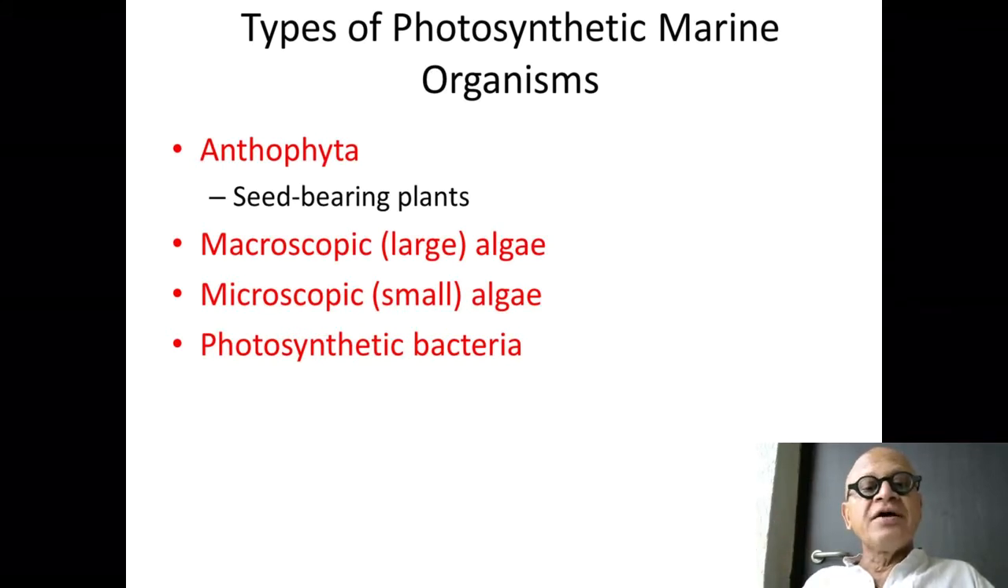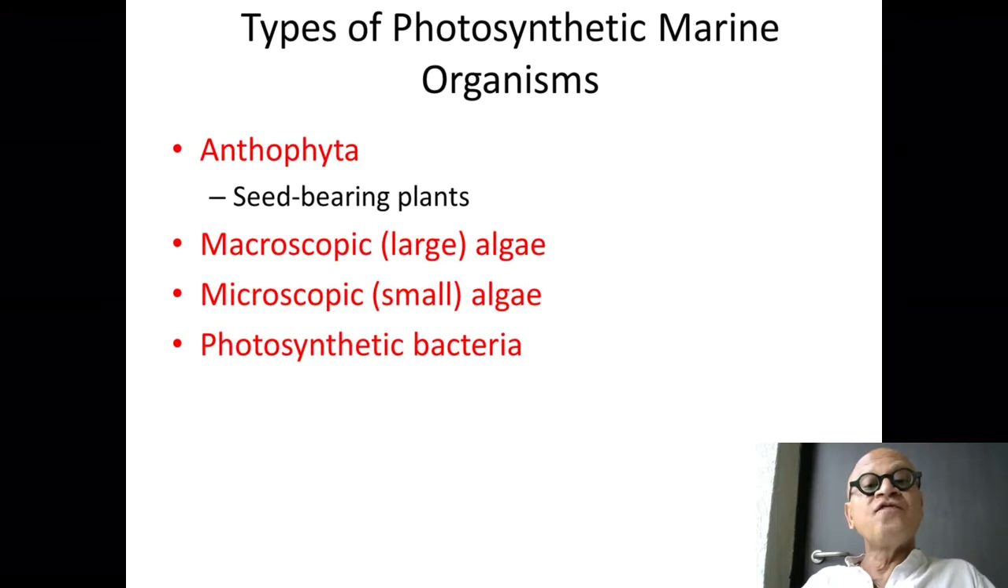So there are Anthophyta, which are the seed-bearing plants. So they have roots, they live in the water, they photosynthesize, and they produce flowers and seeds. And there are macroscopic algae, which means you can just see them by eye. And there are microscopic algae, which can only be seen under a microscope unless there is a huge concentration or a huge colony of those algae.